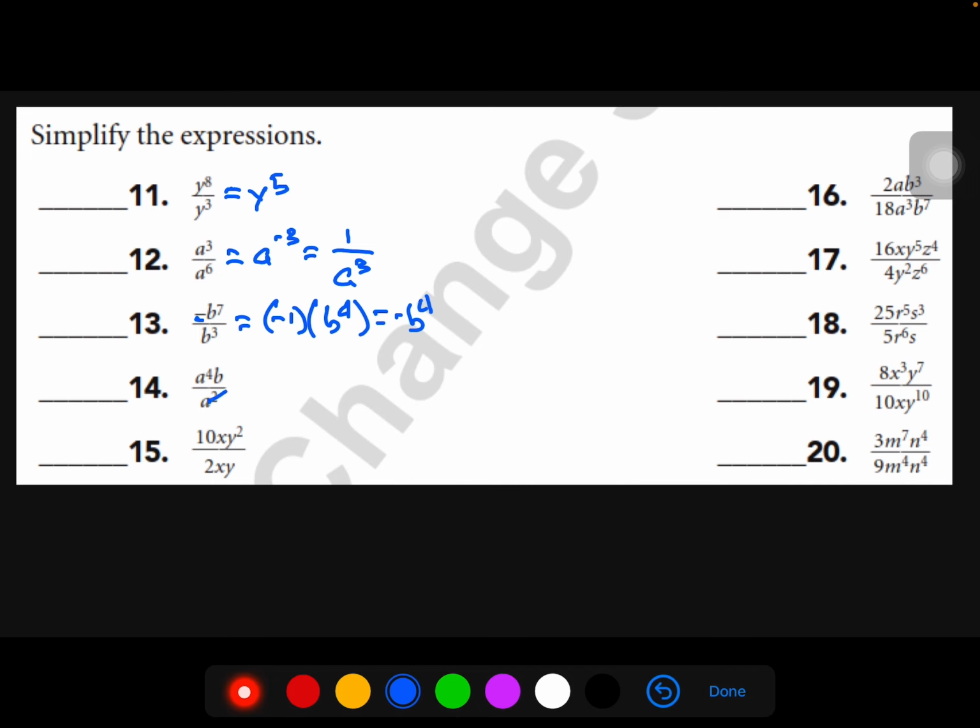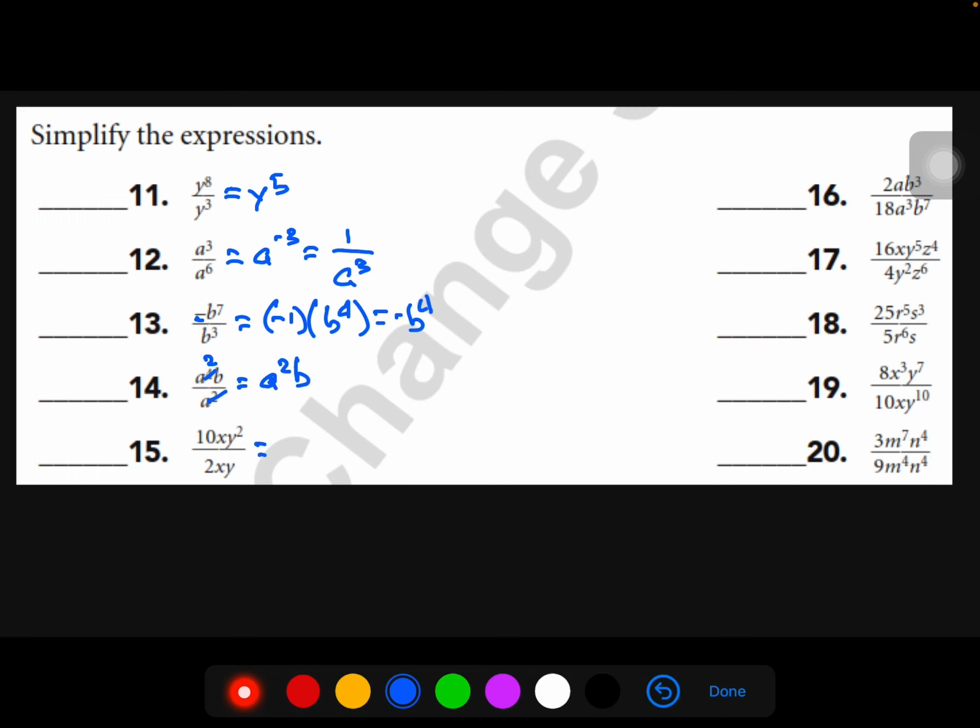We've got 2 down here and 4 up there. We can do a little bit of subtraction. If the bigger exponent is on the numerator, then the result will be in the numerator. If the bigger exponent is in the denominator, then the result will be in the denominator for the variable term.